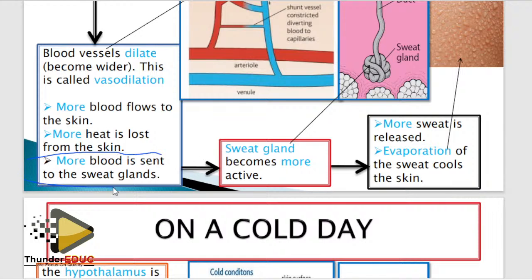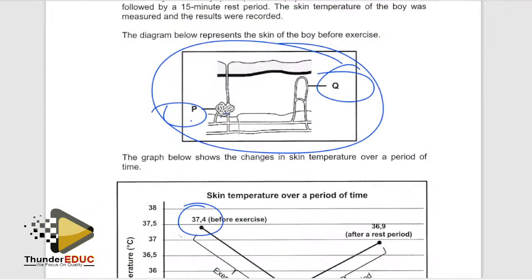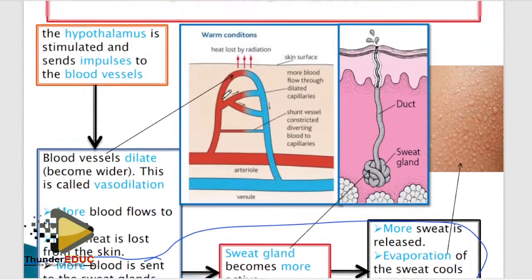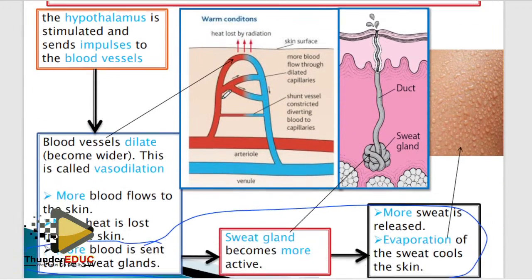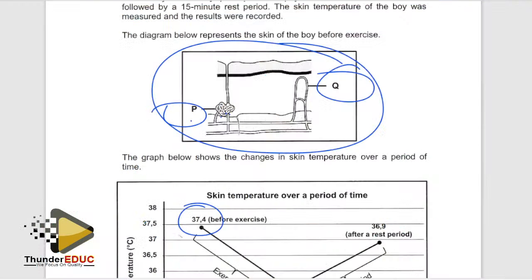So basically that one only wanted that, while the other one is saying that Q is the blood vessel. So automatically, for the blood vessel, you have to explain that an impulse will be sent to the blood vessel. The blood vessel becomes dilated, and this is called vasodilation. More blood will flow to the skin and more heat is lost from the skin.